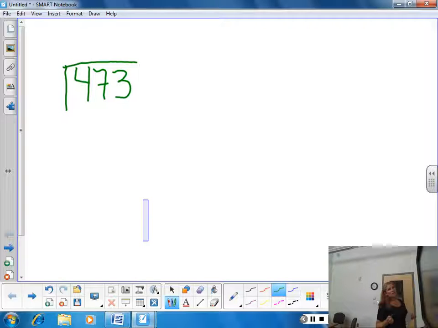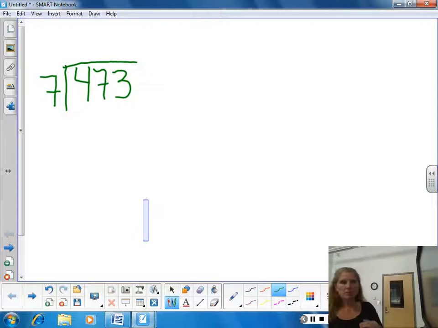My dividend is 473. And let's divide by 7. Okay. When people start doing division, they get frustrated easily because they don't know. There's some guess and check involved. That's how it goes. You have to try something. If it doesn't work, try something else. The better you are at multiplication, the easier division is. So the better you get those tables down, you'll be better at this.